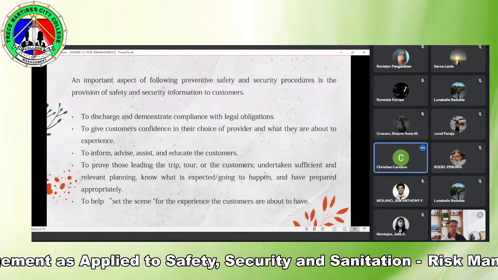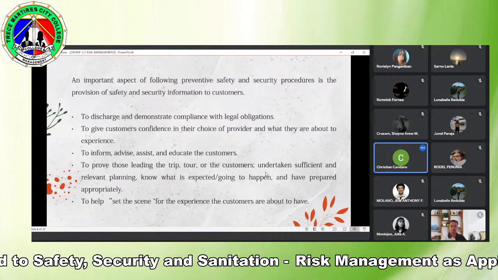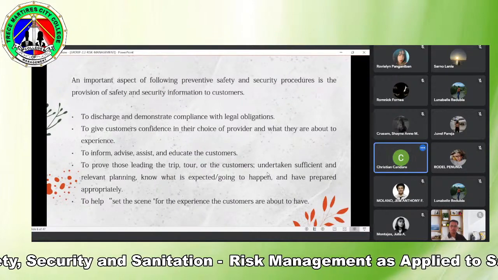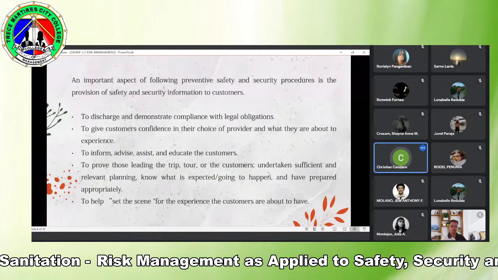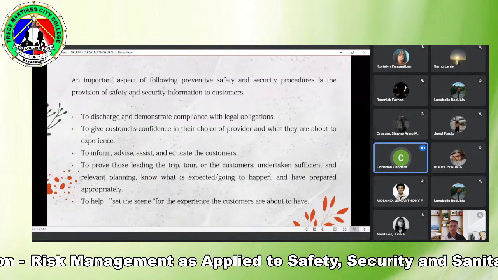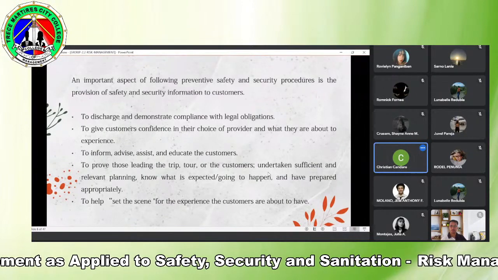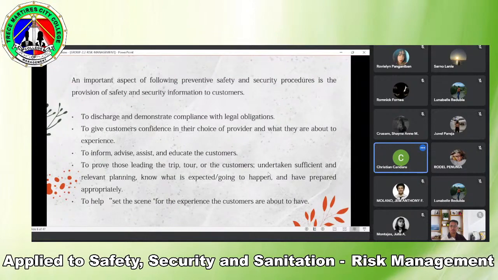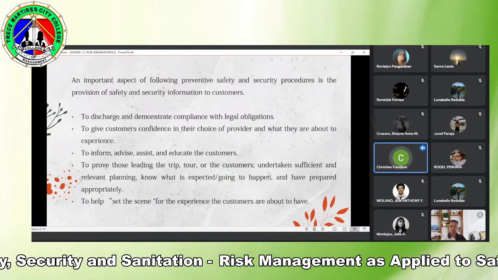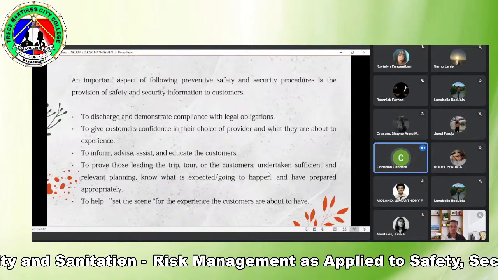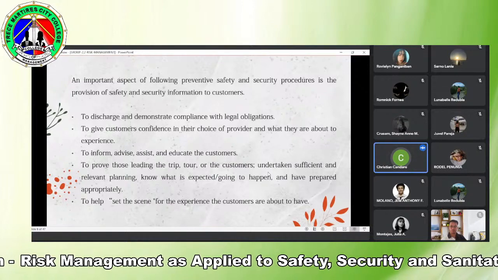misrepresentation and false advertising, as well as disability discrimination due to lack of access, also affect the industry. Service providers require comprehensive knowledge of all applicable laws to effectively manage all the legal issues that arise in the course of operating their business. So why is it so important to have compliance o pagsunod?